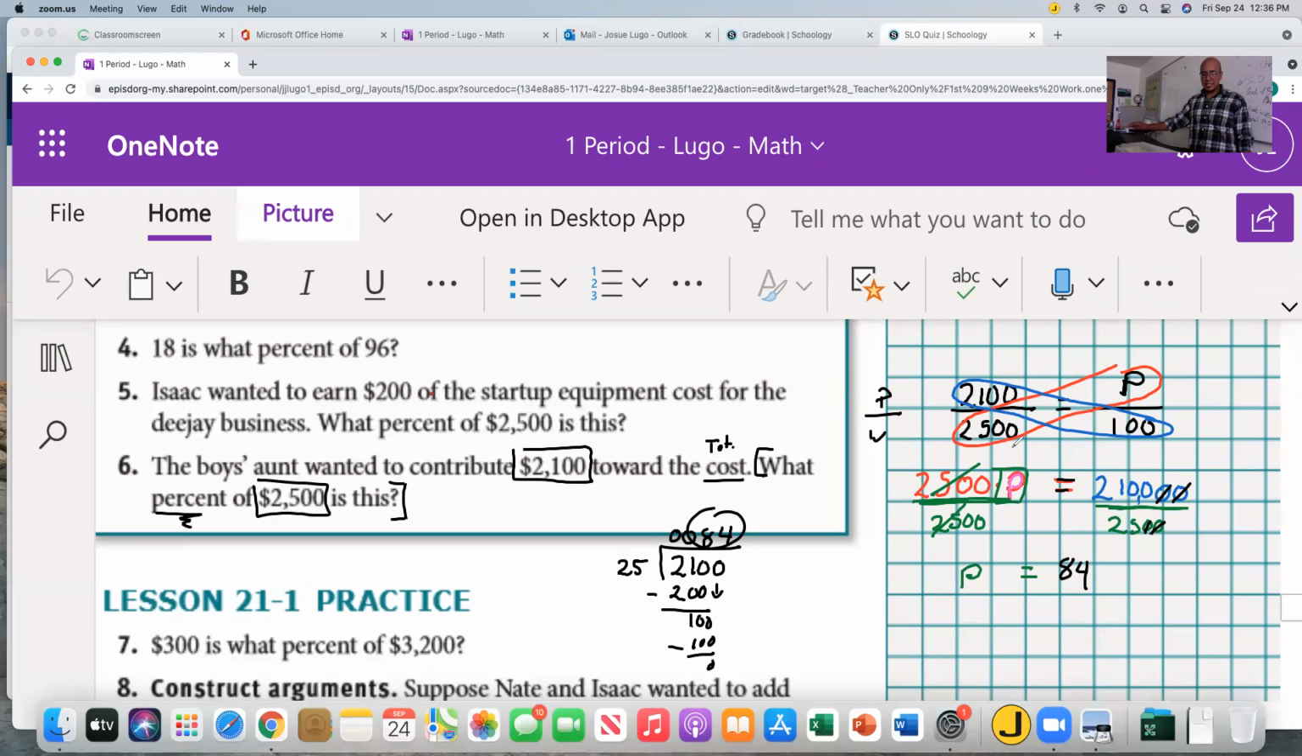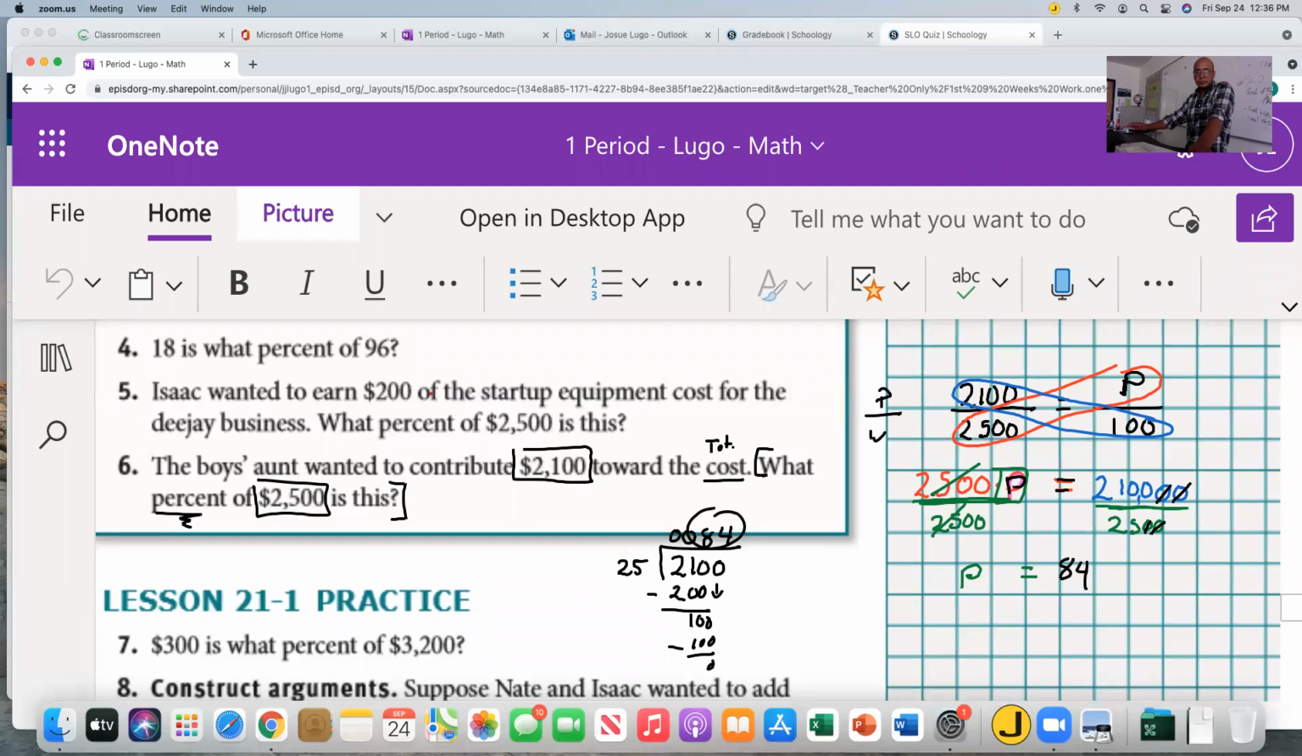Again, number 1, I lined it up. Part over the whole is equal to P over 100. Number 2, I use cross products to make an equation. Okay, on one side I had 2,500 times P, on the other I had 2,100 times 100. So over here, step number 3, we divide by the number next to the letter. And so that would be 2,500. So I divided both sides by 2,500, giving me 84.